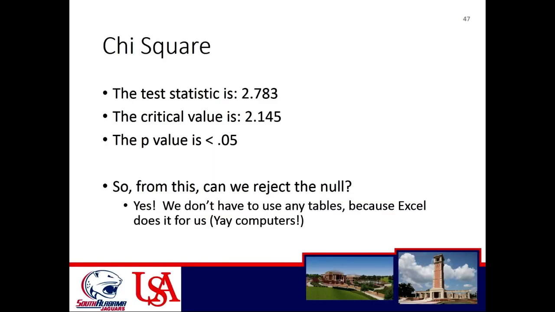And that's all I just now said right there. Test statistic, that's what we found. The critical value, that's what the critical value was. I don't ask you to report it, but I have it there just for you to know. The p-value was indeed less than 0.05, so we can say our results were statistically significant. So therefore, we can reject the null hypothesis. We don't have to use any tables. We don't have to use that chi-square table from before, because Excel does it for us. That's one of the benefits of having computers, when they can actually do the analysis.